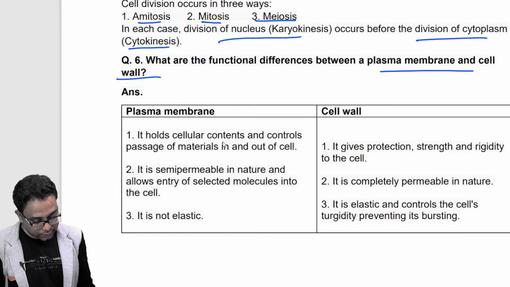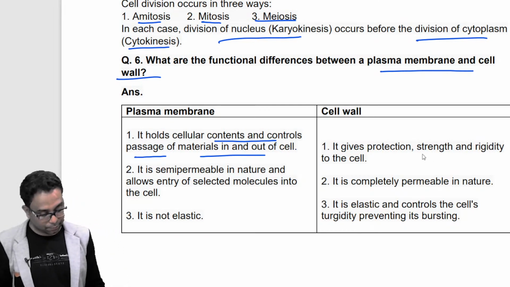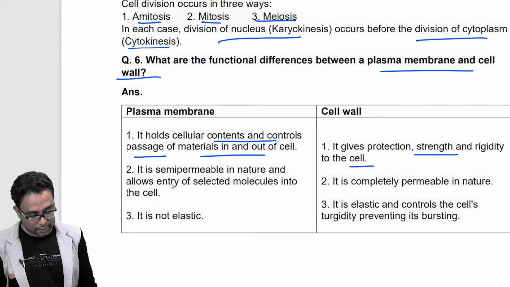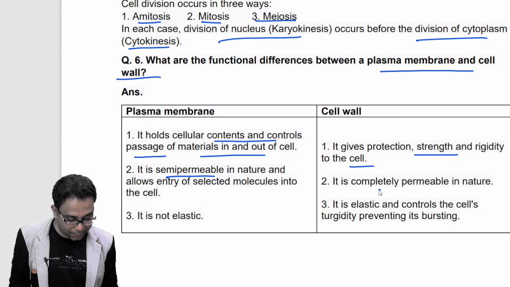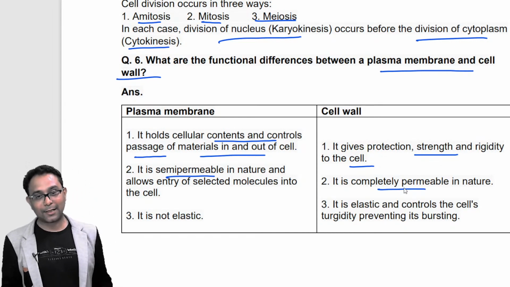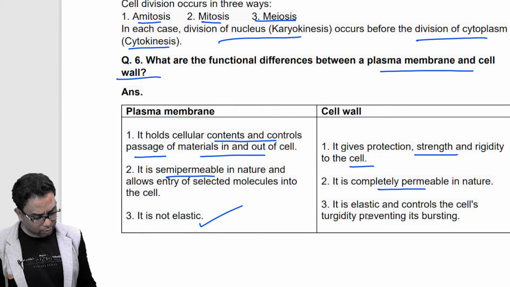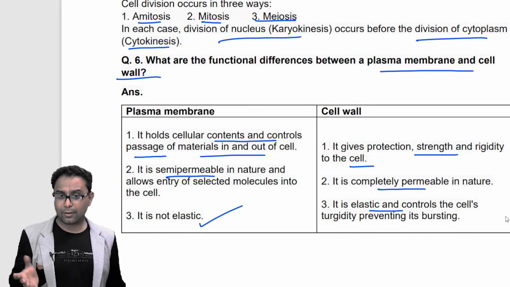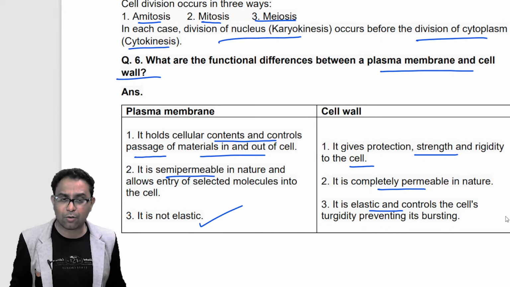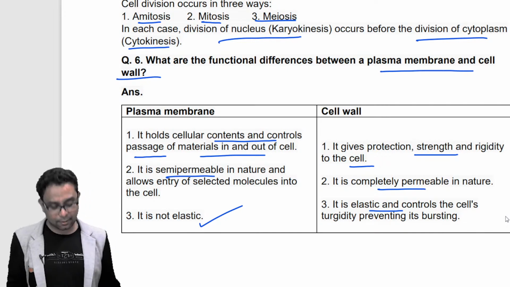The plasma membrane holds the cellular content and controls the passage of material in and out of the cell, and the cell wall gives protection, strength and rigidity. The plasma membrane is semi-permeable in nature and the cell wall is completely permeable. The plasma membrane is not elastic, and the cell wall is comparatively elastic, and rigid. From the point of rigidity, the cell wall is more rigid, and it gives some turgidity.